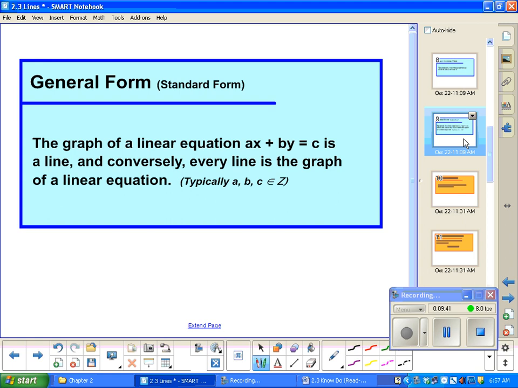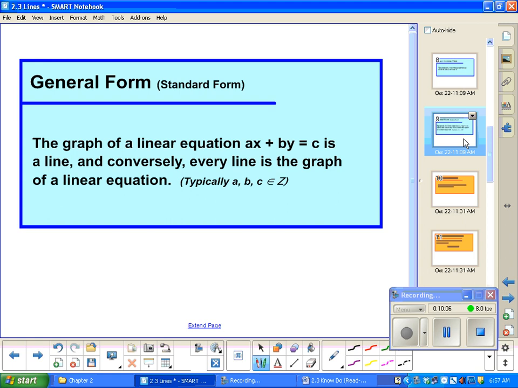The third form is general form. The graph of a linear equation is ax plus by equals c of a line, and every line is the graph of a linear equation. Now, typically it says here a, b, and c are elements of, and that's that uppercase blackboard Z. That stands for the set of integers. So typically A, B, and C are going to be integers.